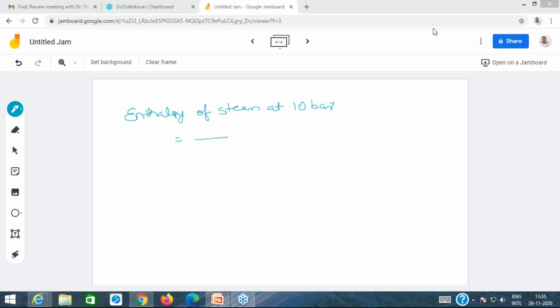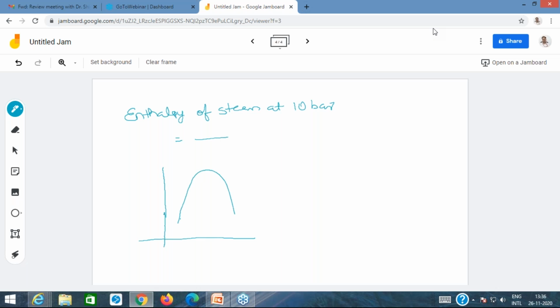When I ask you the enthalpy of steam at 10 bar, you are looking for the values. Suppose this is the 10 bar pressure line. When I ask you the enthalpy of steam at 10 bar, you are assuming that the steam is dry saturated. In all your answers, you are assuming that the steam is dry saturated.